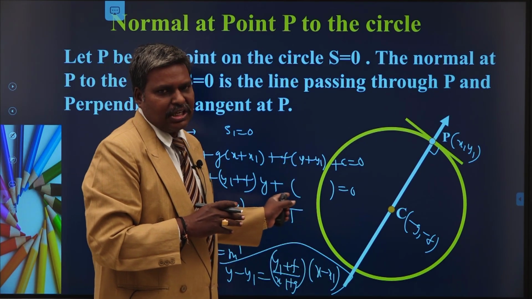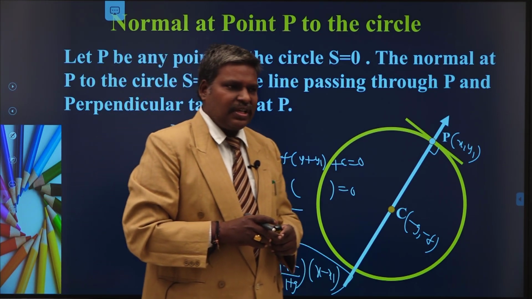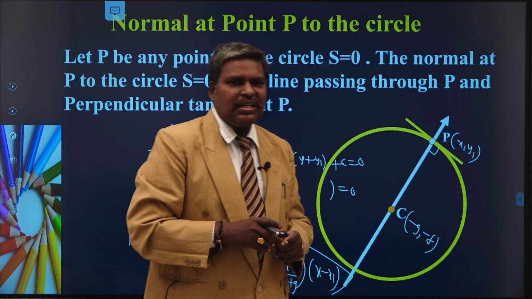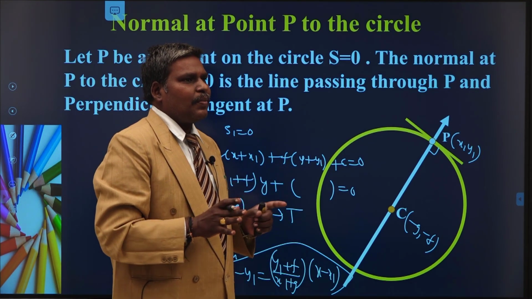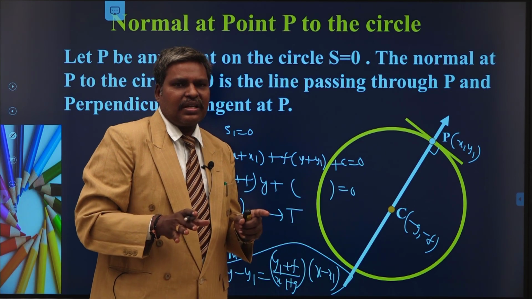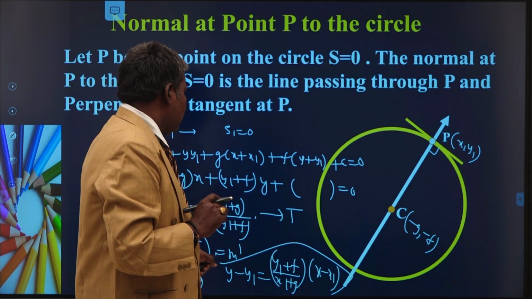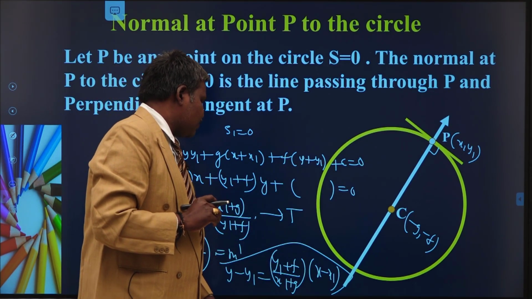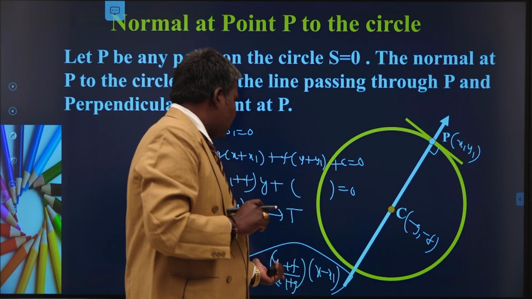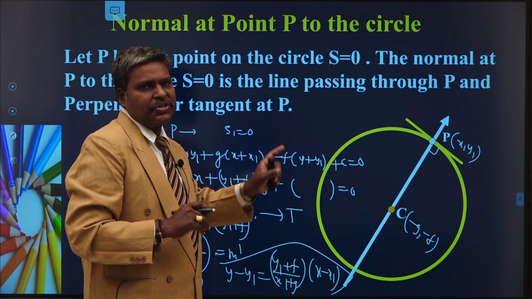In the circles chapter, the normal at any point is always passing through the center of the circle. So any normal drawn at the circumference of a circle is always passing through the center of the circle. Remember, the equation of normal is y minus y1 is equal to (y1 plus f) by (x1 plus g) into (x minus x1). No need to mug up this one. You just write the equation of CP, which gives your equation of normal.